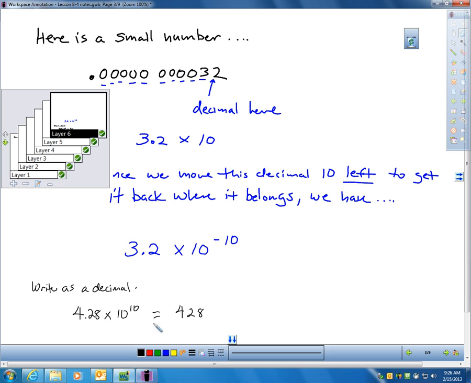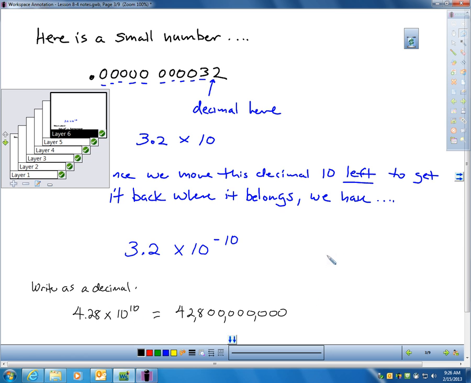I got to move it 8 more places, which is going to create 8 zeros. 3, 4, 5, 6, 7, 8. This number as a decimal would be right there, which looks like it's millions, billions, 42,800,000,000. Okay, that's how I would write a number in scientific notation as a decimal.